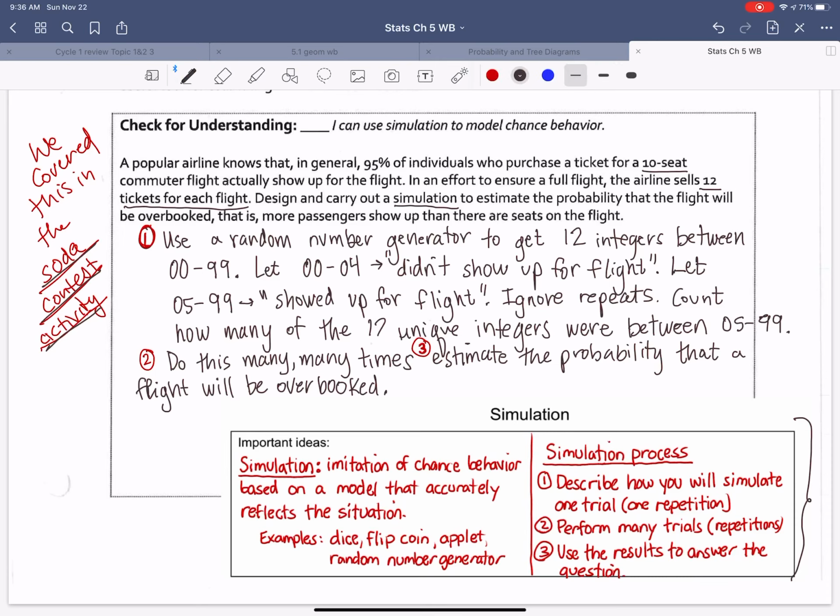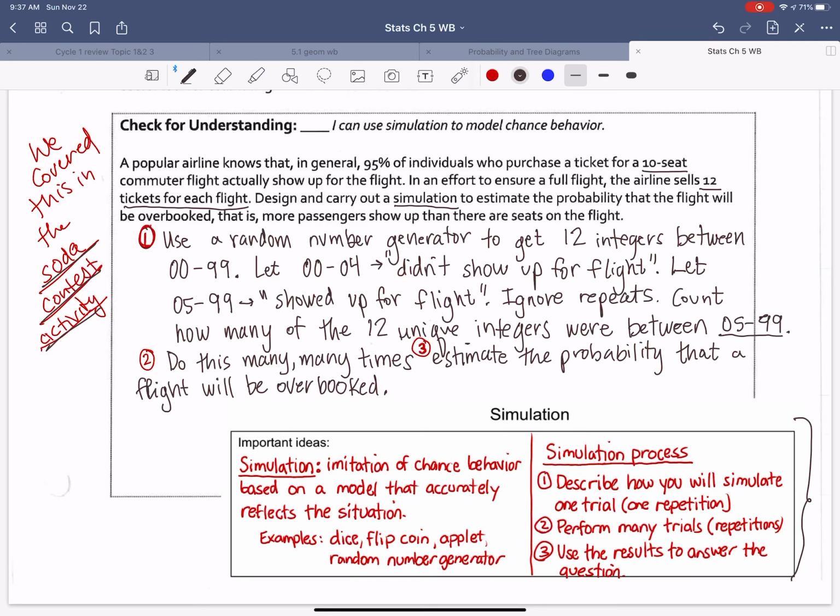Okay. So I'm going to use a random number generator because I'm going to sell 12 tickets. Each of those is going to represent me selling a ticket. I'm going to count how many of the 12 unique integers were between 05 and 99, because that's going to be representative of if they showed up or not. I'm also going to need to do this many times and then estimate the probability that the flight was overbooked.